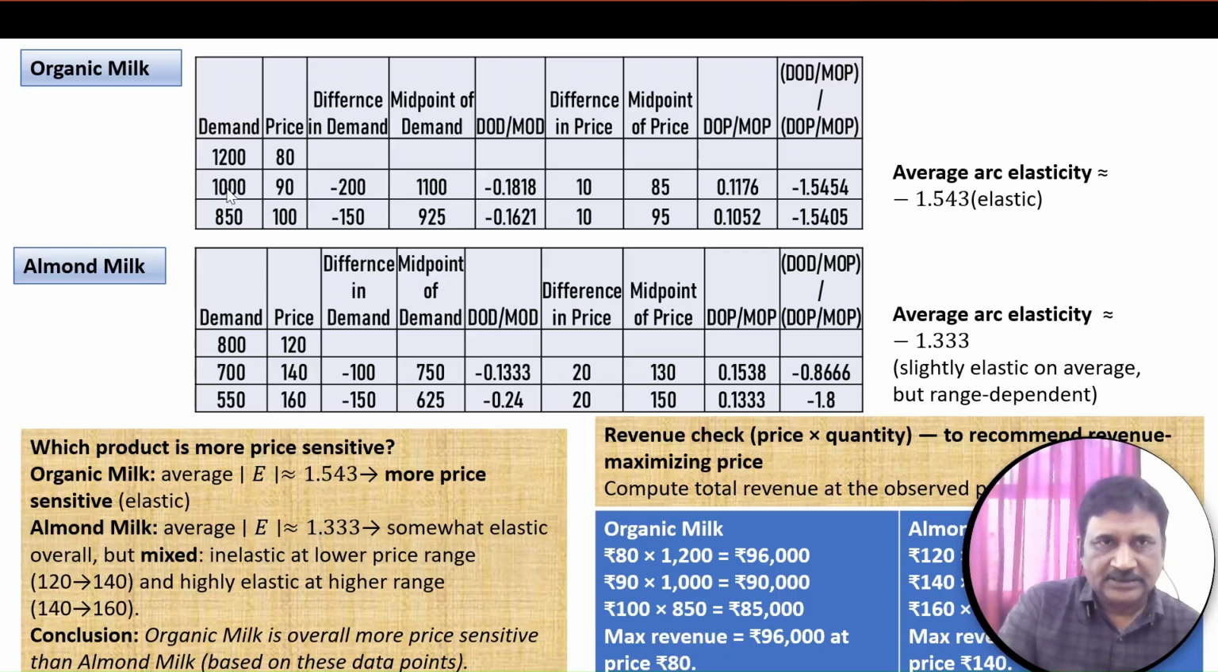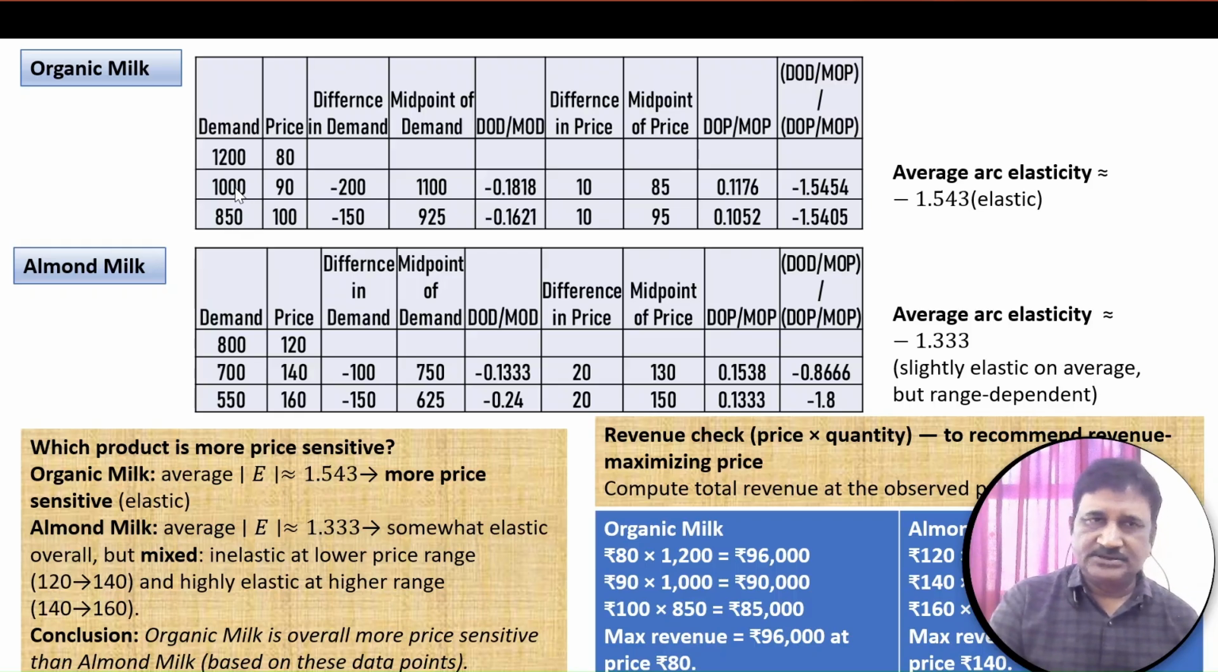And for the second and third data points, the change in demand is 850 minus 1000, and that is minus 150. The center point of the demand will be found by taking the average of these two, 1000 plus 850 divided by 2, which comes out to be 925, and the ratio of difference in demand divided by midpoint of the demand is minus 0.1621. Same thing we will be doing for the price. Price for the second data point minus price for the first data point, 90 minus 80, comes out to be 10.